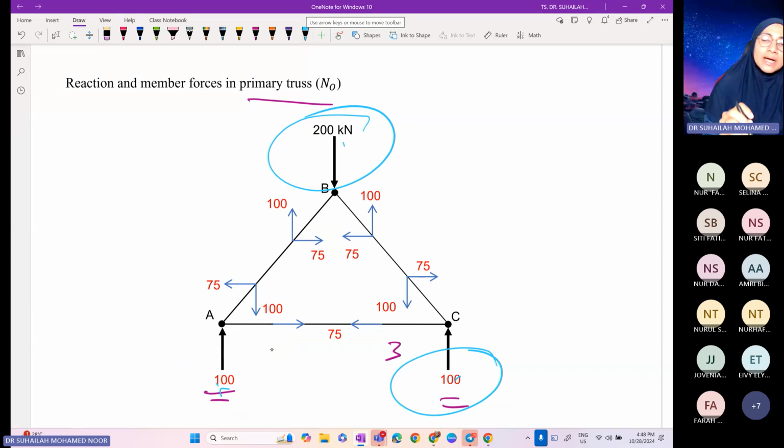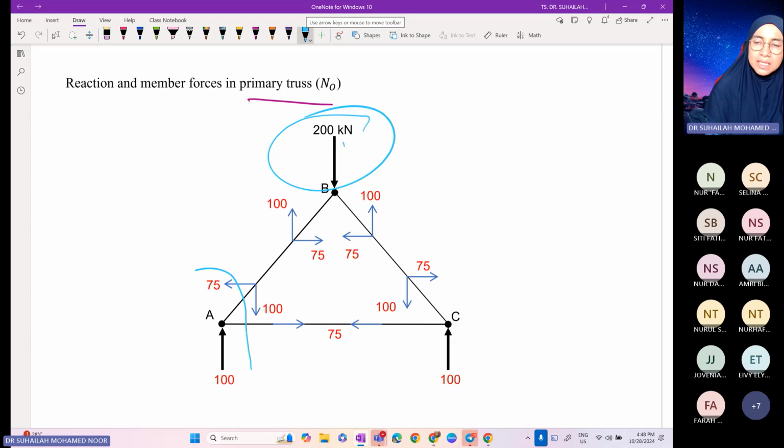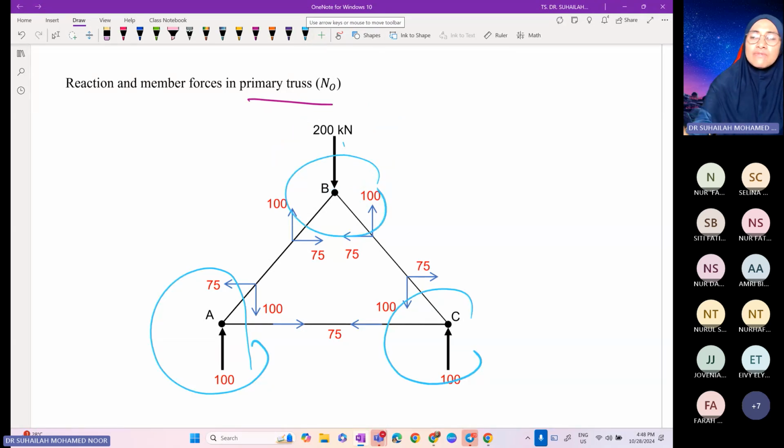Okay, so yang ni mungkin tak sempat nak tunjuk sekarang ni. Tapi the idea is kita kena check kat sini, kena check dekat sini and kena check dekat B ni. Kena check. So, dia mesti fulfill total Fx 0, total Fy 0.